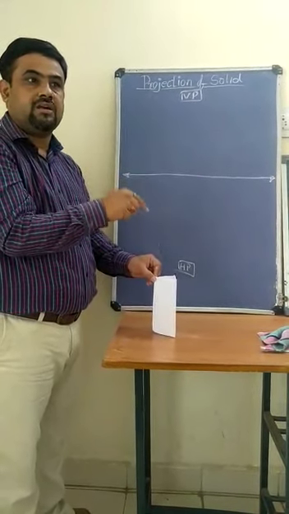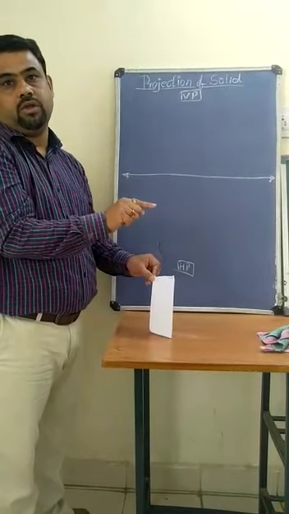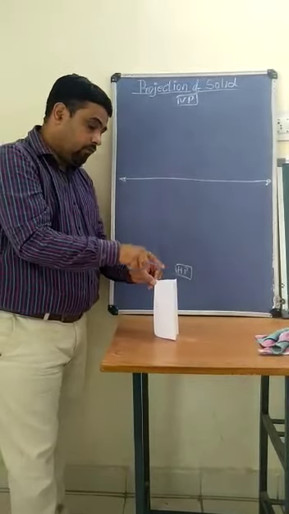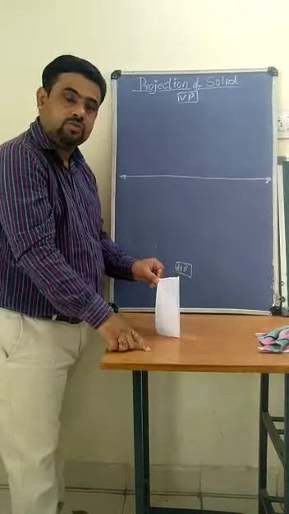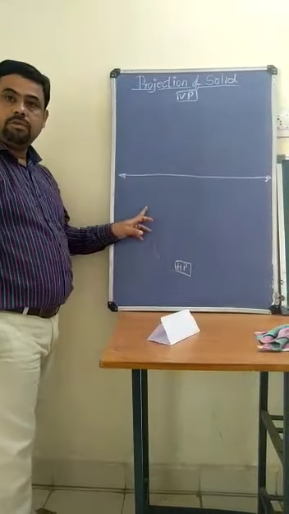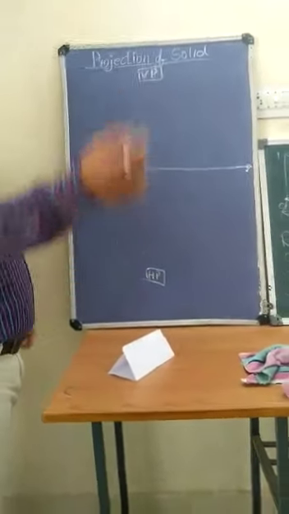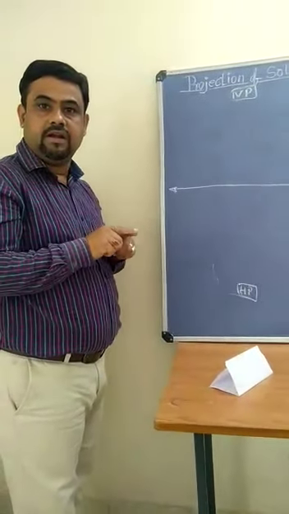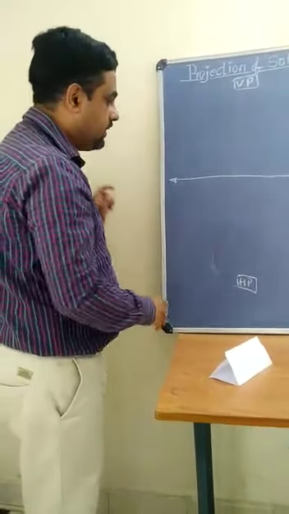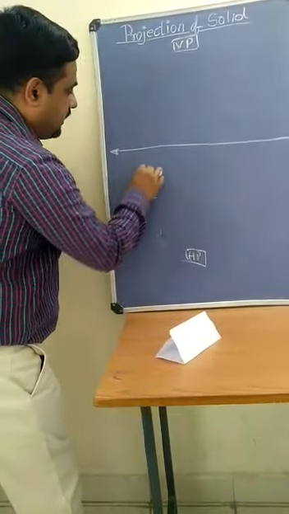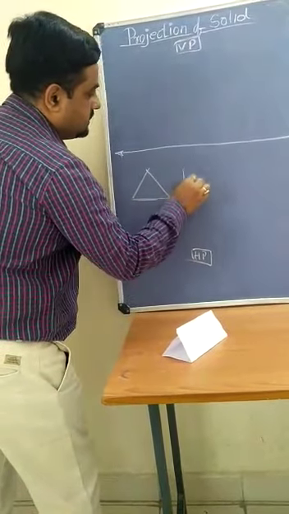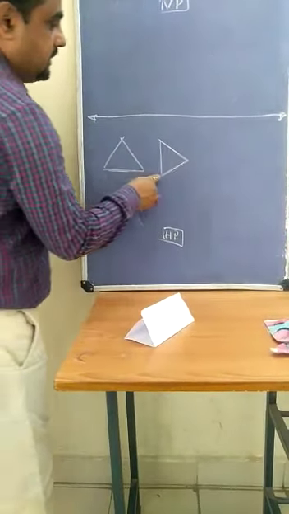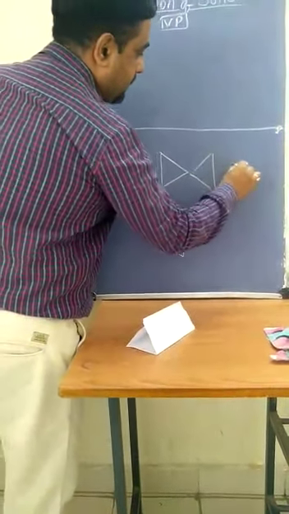That means you have to start the problem by drawing the top view. That means you have to draw the base of this solid. So the top view of this solid you will get on HP. So the problem starts from HP. From the top view you will get an equilateral triangle, so you have to draw the equilateral triangle. How to draw it? I give you the option whether to draw the equilateral triangle like this or this or this or this.